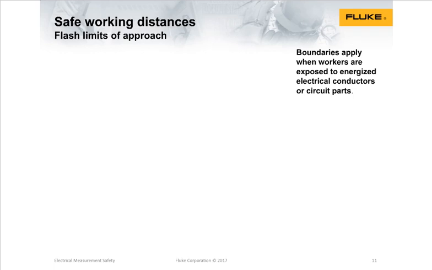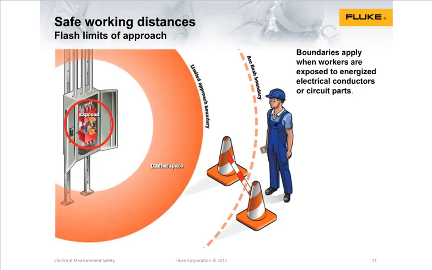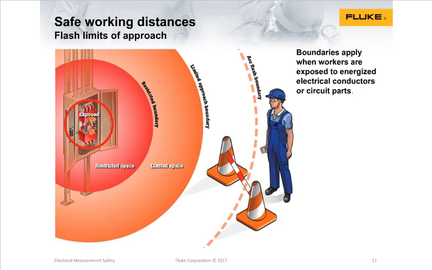There are some safe distances, some flash limits of approach, and these are the boundaries between the active conductor. You can see here where you have an exposed conductor, and that becomes the restricted space. Then you have some limited space, and also the arc flash boundary. All of these are spelled out in NFPA 70E as far as a qualified worker, and if you do enter into an area, what type of PPE you need to wear based on incident energy.